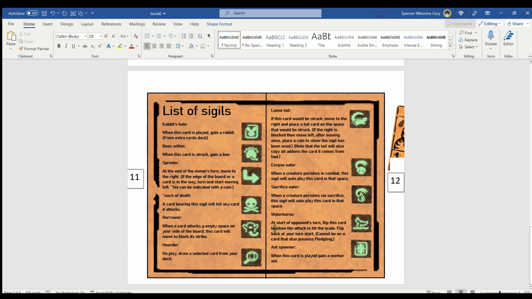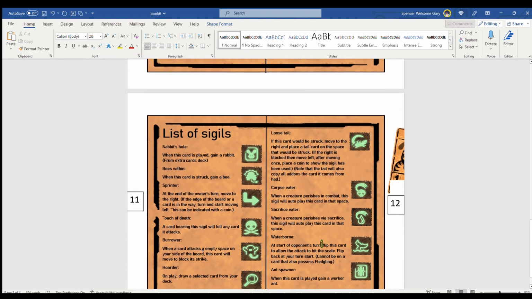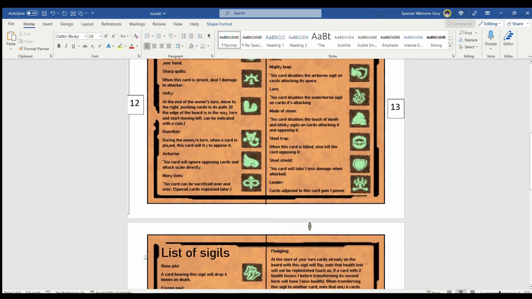Waterborne. At the start of opponent's turn, flip this card to allow the attack to hit the scale. Flip back at the start of your turn. Cannot be on a card that also possesses Fledgling. This part is added mainly because my system has the flip over side of cards be waterborne, but you wouldn't have to use this rule if you didn't want to. This is Ant Spawner. When this card is played, gain a worker ant. Now let's move up to the other side of 12, which is over here.